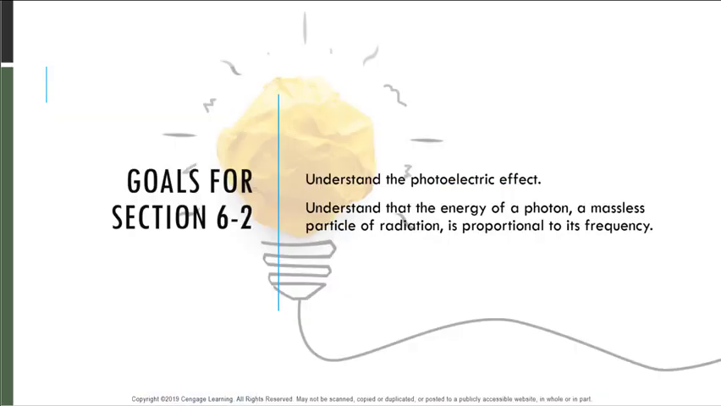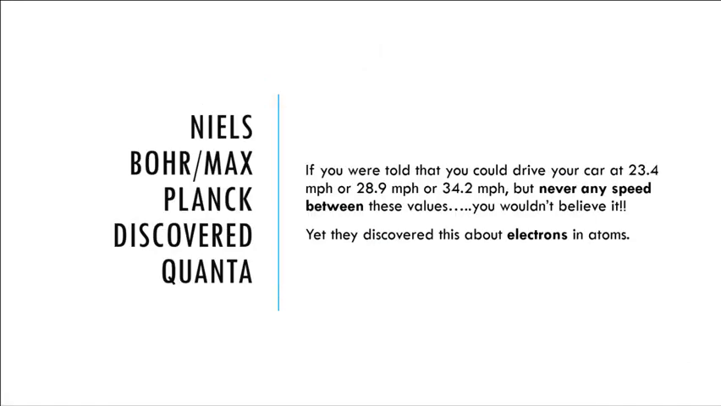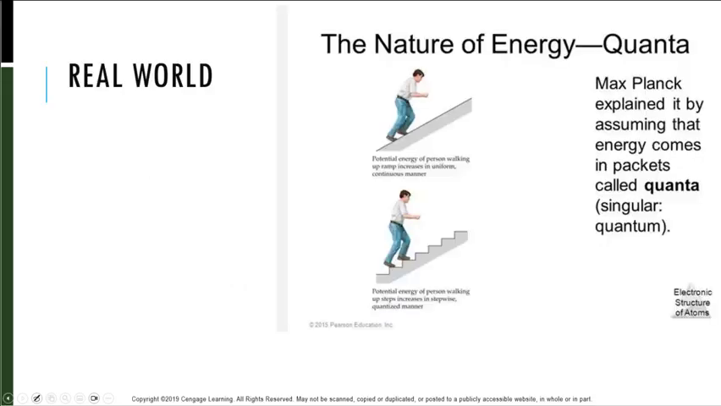We're going to look at the photoelectric effect and understand that the energy of a photon, which is a massless particle of radiation, is proportional to its frequency. If you were told that you could drive your car at 23.4 miles per hour or 28.9 miles per hour or 34.2 miles per hour, but never any speed between these values, you wouldn't believe it. But they discovered this about electrons and atoms.